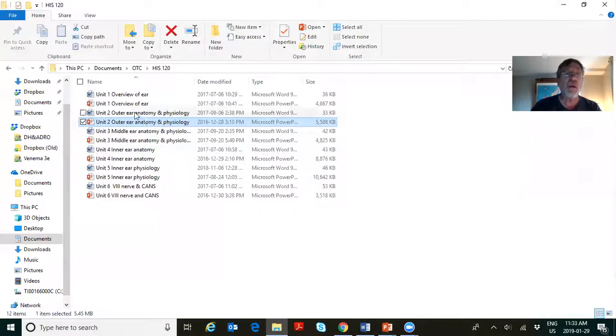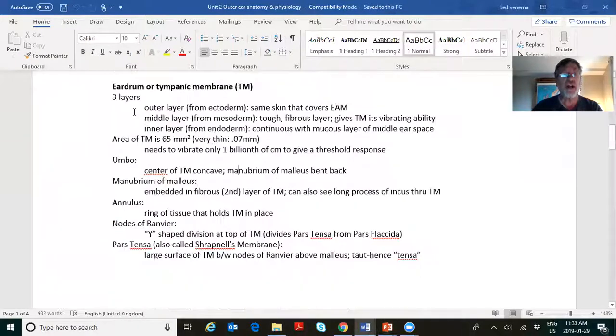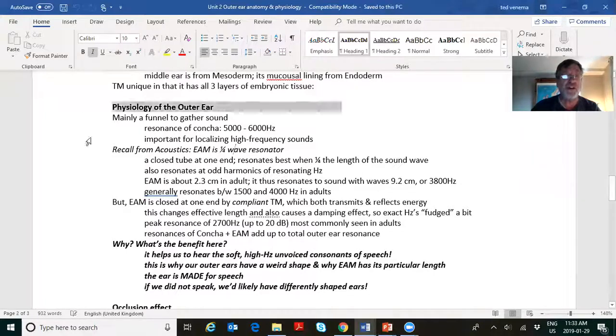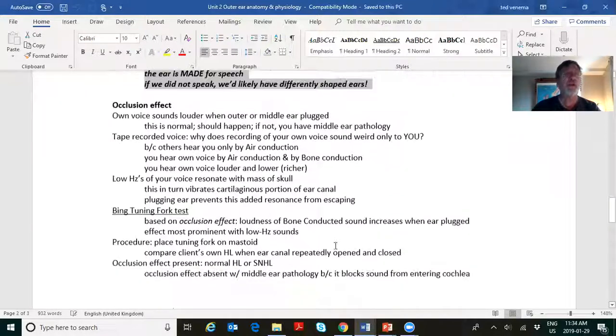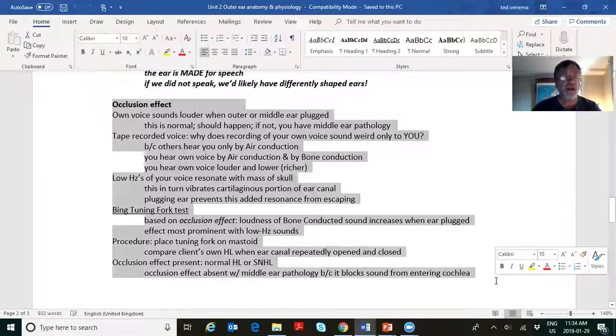Another thing to really remember about the outer ear anatomy and physiology is regarding the occlusion effect. So make sure you really have that down too. So you've got the physiology of the outer ear, and it's all about that quarter wave resonator. And then the next section to finish the outer ear was the occlusion effect. Big time, okay? Occlusion effect. So make sure you have an understanding of that, because it'll keep coming up in hearing aids.